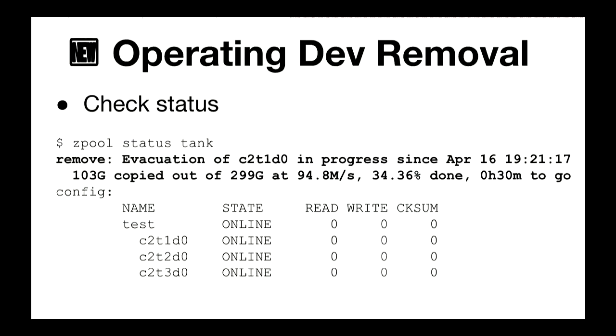While that's in progress, this is a zpool operation. We record on disk that we are doing this. I'll get to that in the next slide. While you're in the middle of this, you can check the status. It tells you, I'm in the middle of removing this device, I'm copying the data off of it, you started at this time, this is how much I've done so far, and it's a rough estimate of how much time we have left before this completes.